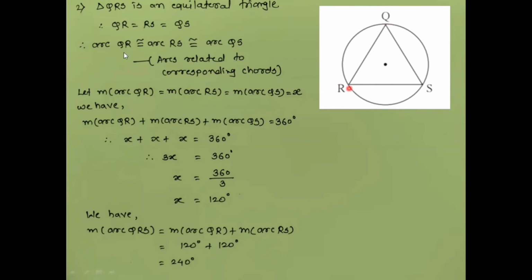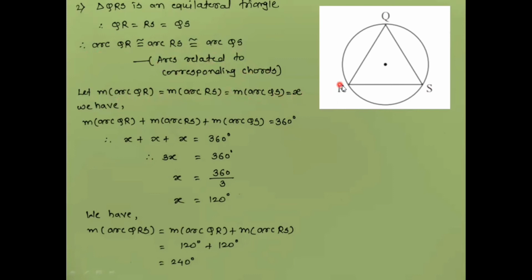That's why the corresponding arcs to these chords, arc QR, arc RS and arc QS, must also be congruent. And the reason is arcs related to corresponding chords. As these three arcs are congruent, their measures are equal. So let the measure of arc QR equal the measure of arc RS equal the measure of arc QS equal x.